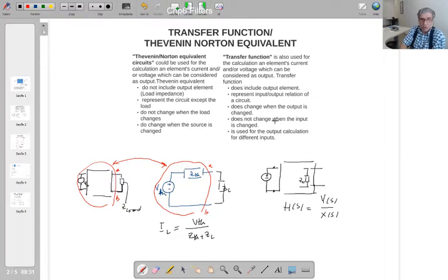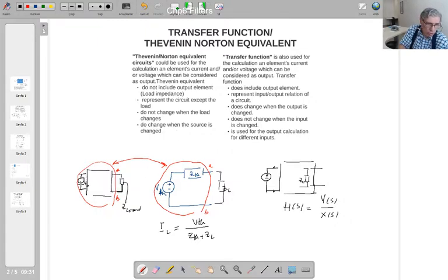In here, the transfer function does change when the output is changed. When you change the load element, then your transfer function changes. So different, isn't it? The Thevenin circuit does not change when the load changes, but the transfer function does change in here.